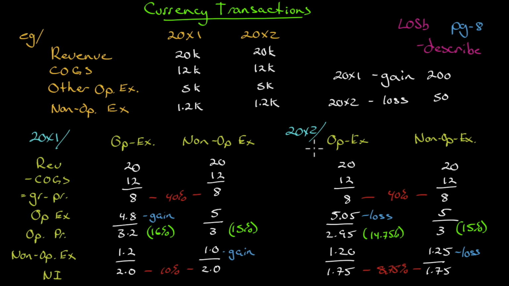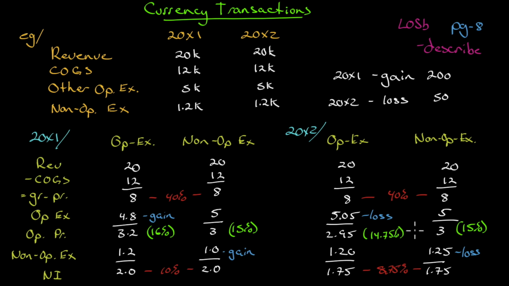Let's go over to 20x2, and we can see the same thing. Notice that the gross margin and the net income margin stay exactly the same, but it's where we put the loss. If we put the loss in operating expenses, our operating margin will be lower. If we don't put it there, our operating margin will be 15% versus 14.75.